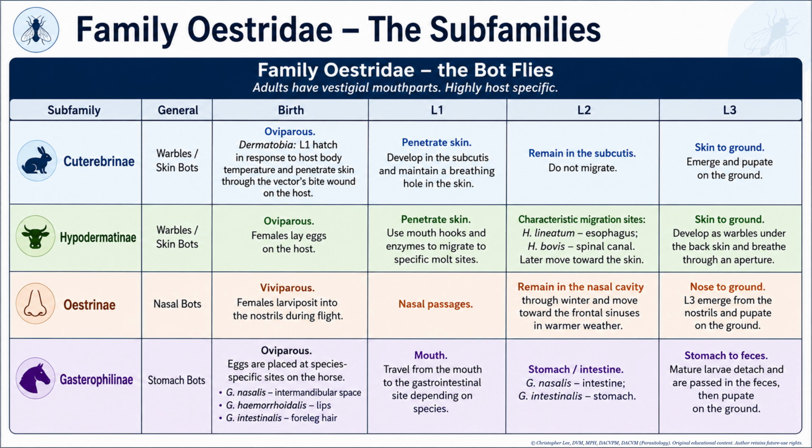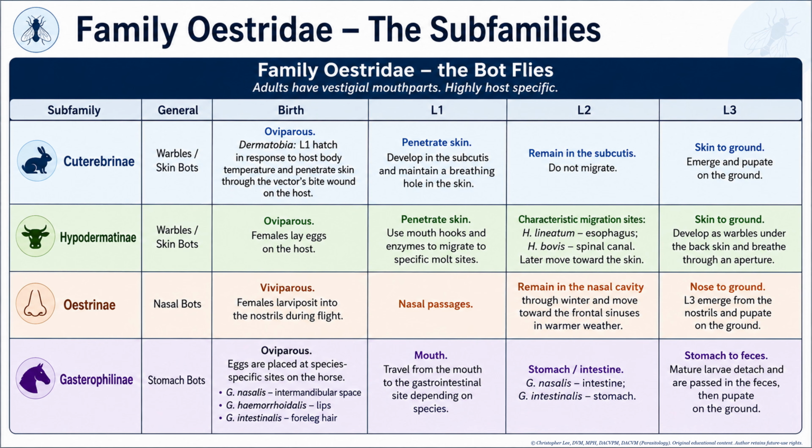Now we step into family Oestridae, the botflies. The name oestrus is wonderfully dramatic. It comes from Latin and Greek origins associated with a gadfly, a sting, and the frenzy or agitation that tormenting flies can create. That's a pretty good emotional description of how animals may react to botfly activity.